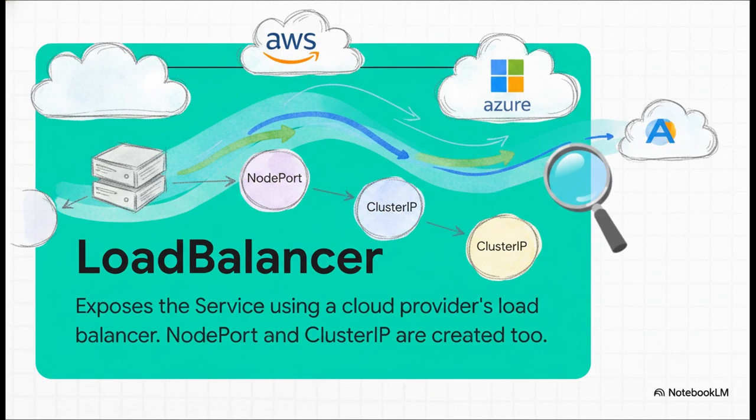Now we're talking. If you're running your Kubernetes cluster in a cloud like AWS, GCP, or Azure, this is the real deal. When you create a service of type load balancer, Kubernetes automatically calls out to the cloud provider's API and provisions a native external load balancer for you. This gives you one single, stable, public IP address that you can point your DNS records at. This is really the standard production-grade way to expose a single application.